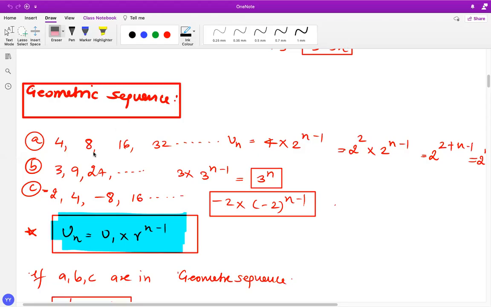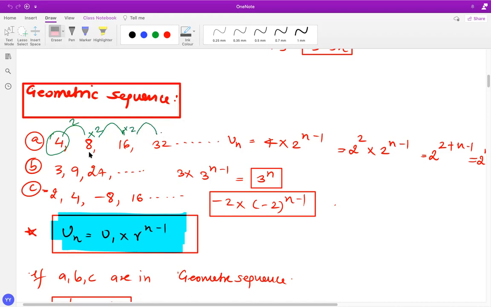All right, so the next type of sequence is called a geometric sequence. We obtain the geometric sequence terms by multiplying by a fixed number. So if I multiply the previous term, which is 4, by 2, I get 8. If I multiply 8 by 2, I get 16. If I multiply this by 2, I get 32, and so on.